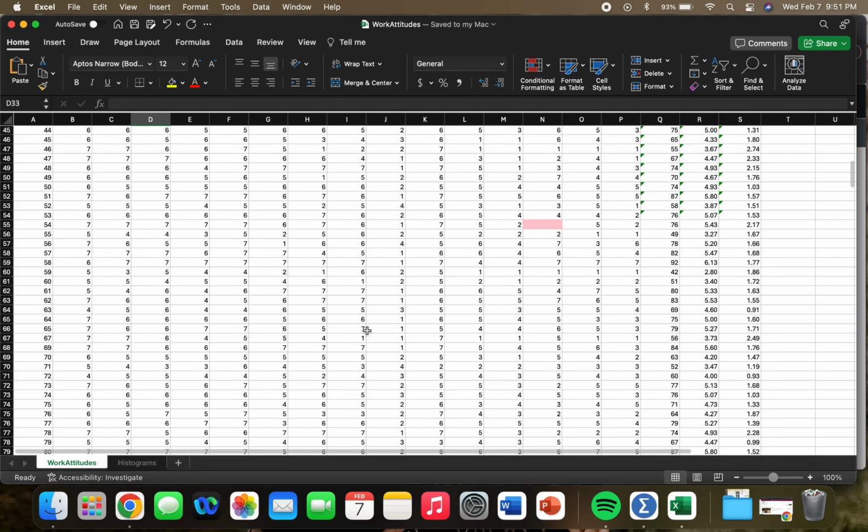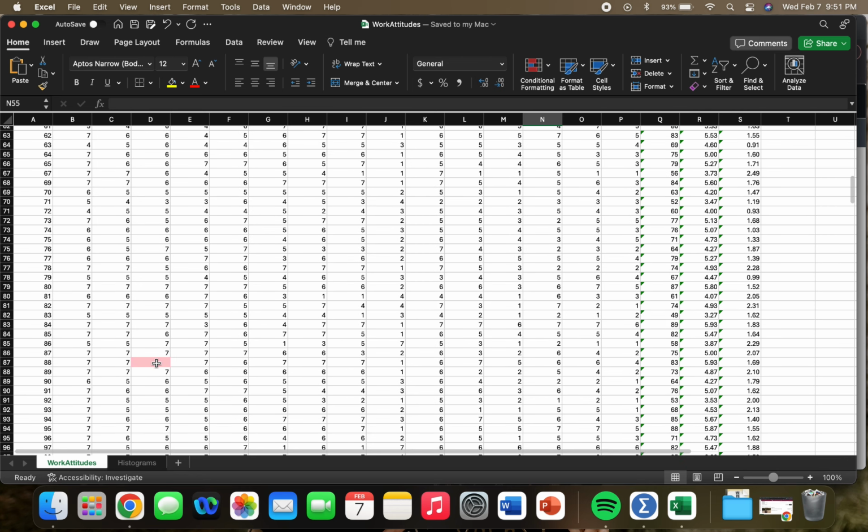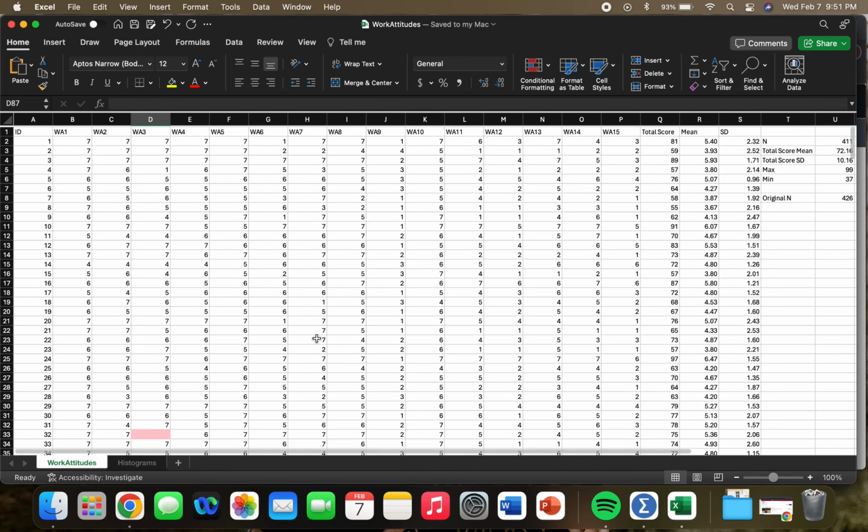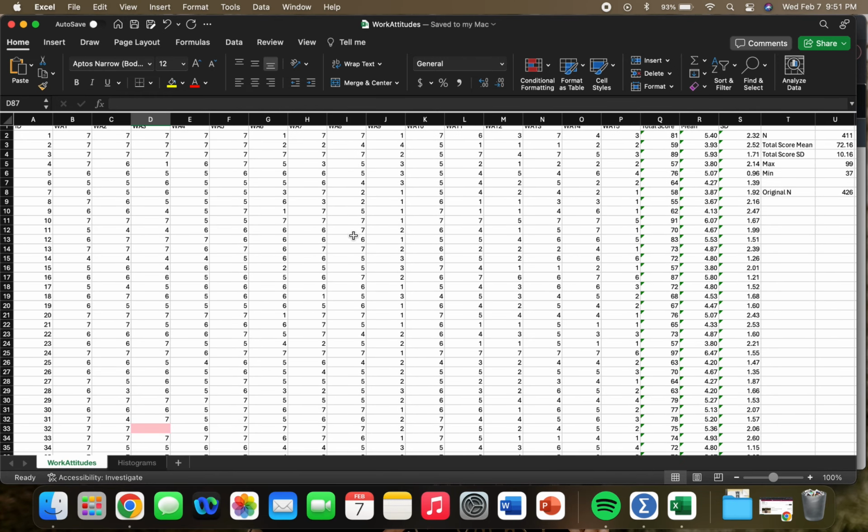they had a missing value, same here. So there was a couple sprinkled here and there that did have the one missing value, but for the most part, the entirety of the sample had answered all 15 questions.